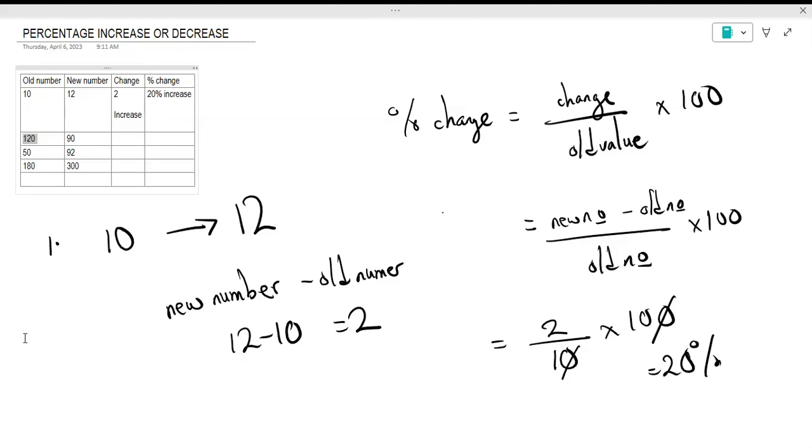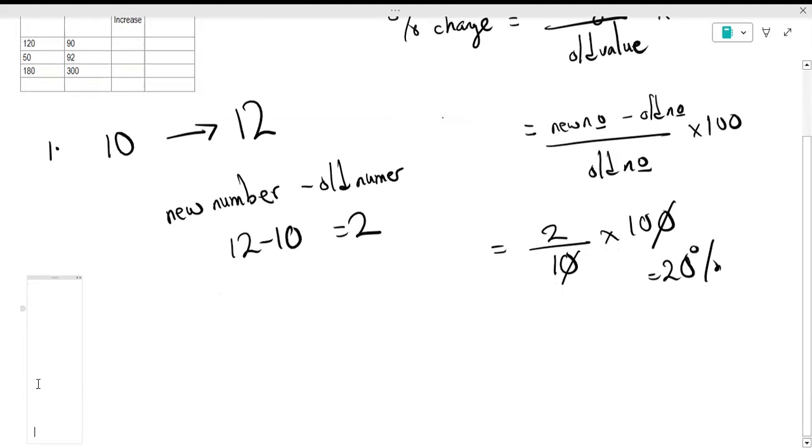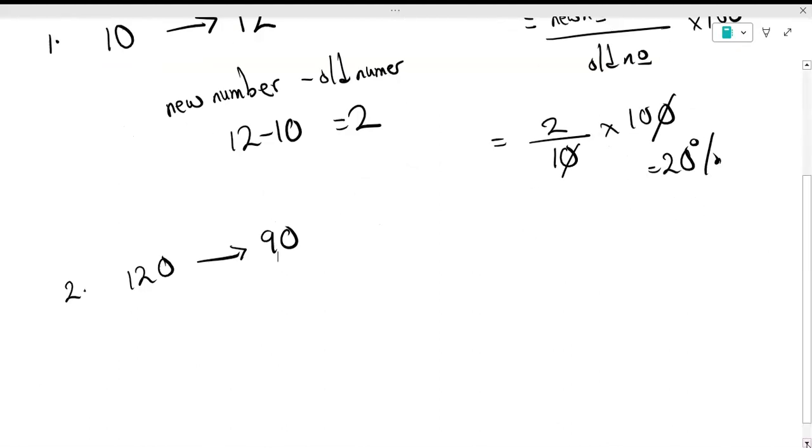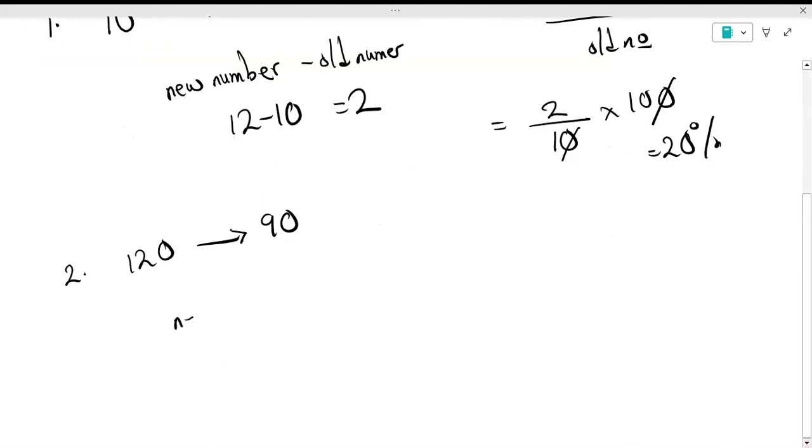Try the next one. So we have 120, and then we go down to 90. So that's number 2. 120, we go down to 90. So how do we find the change? It's still going to be new value minus the old value. What's the new value? That's 90 minus 120. Now this is going to give us minus 30.